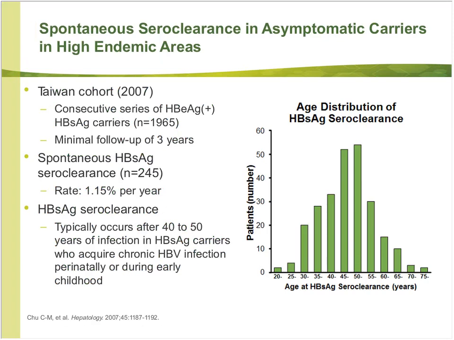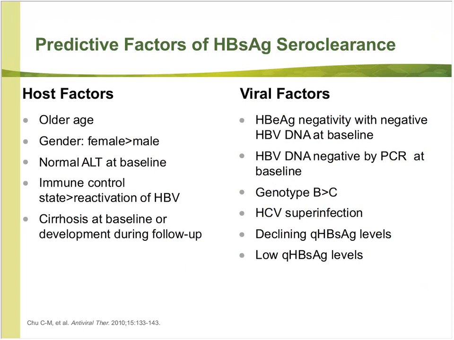Spontaneous seroclearance in asymptomatic carriers in highly endemic areas. When does that S clearance usually take place? And here we have a peak between age 40 and age 55. If you're younger than that, we don't see much S clearance. If you're older than that, if you haven't cleared S, you probably won't clear S. So there is an age distribution of S clearance. Predictive factors of S clearance, again, we're going to highlight the quantitative S antigen. Declining or low levels of S antigen are part of that predictive matrix, that grid that you're going to put together for your patients.